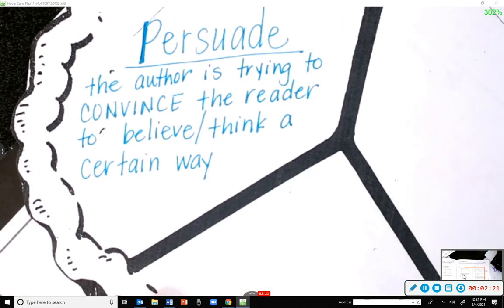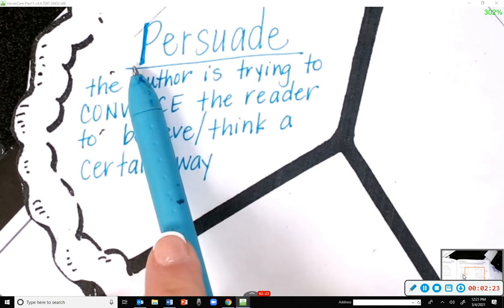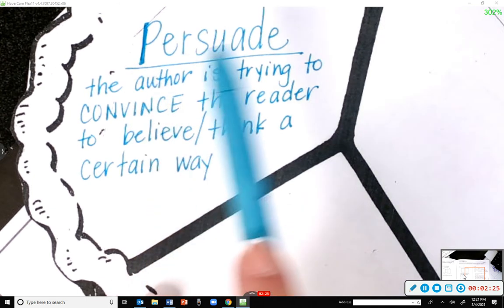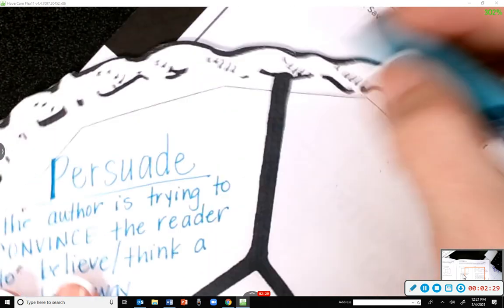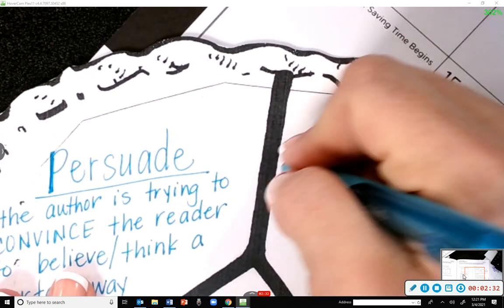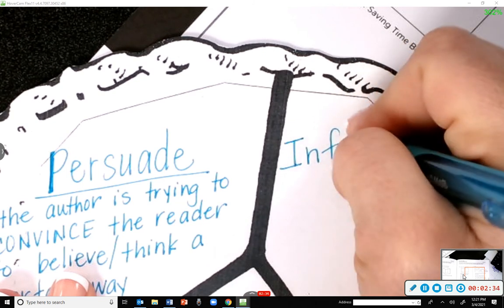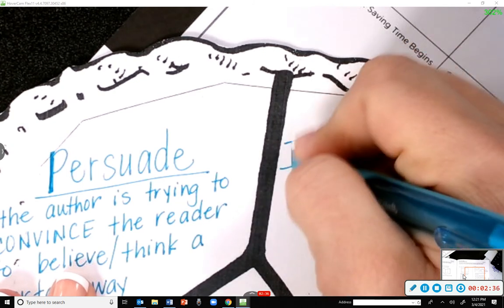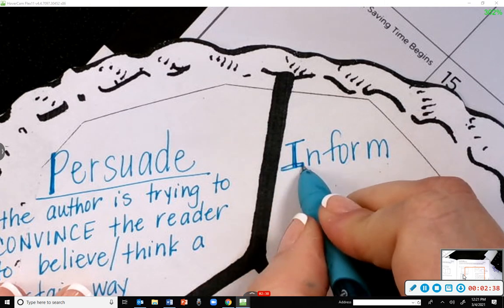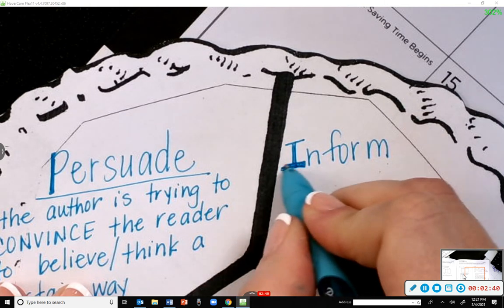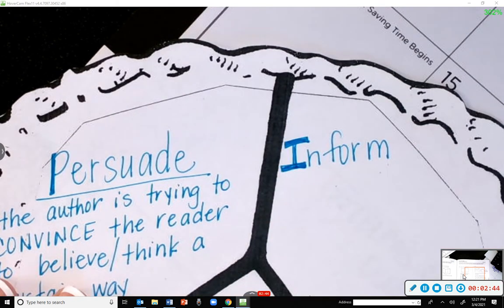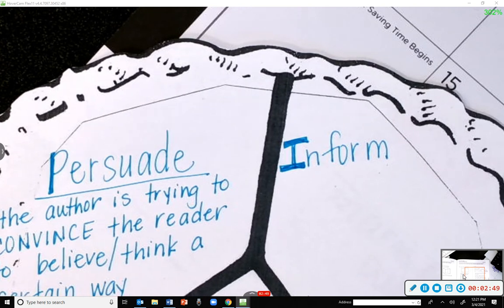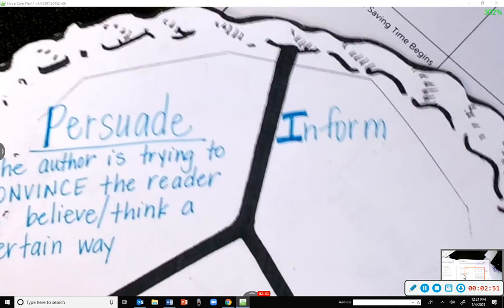Okay, the next letter in the word PIE is what? I. So the I is going to stand for inform. So if the author is trying to inform you, that means they're trying to give you information about something, okay?